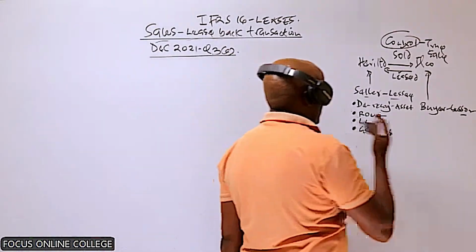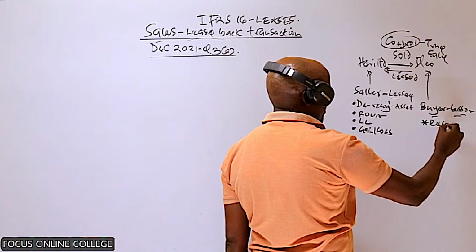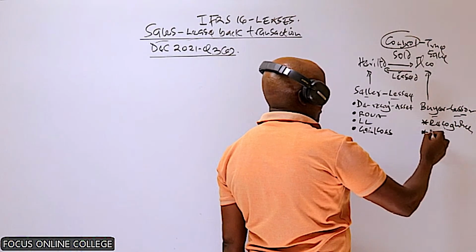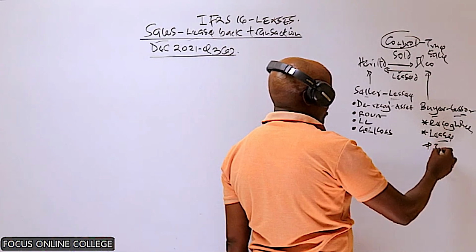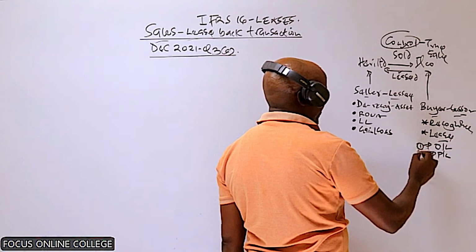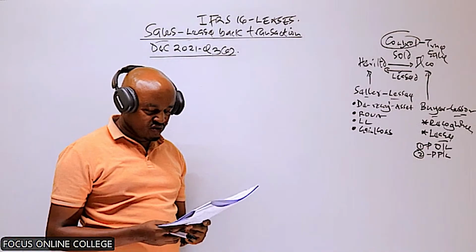Then in the books of account of the buyer-lessor, we have said one, this company will recognize that asset, and number two, this company will then proceed and account for that lease as either an operating lease or a finance lease. That's what you needed to remember there.